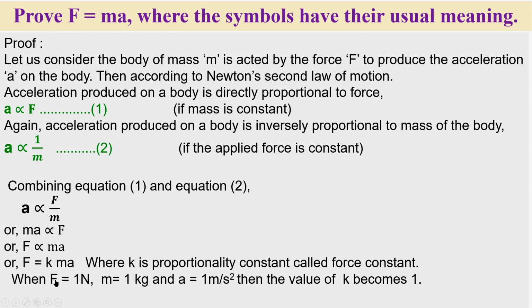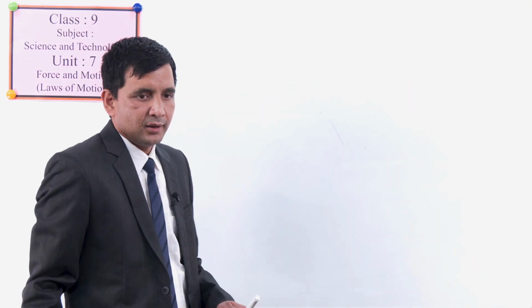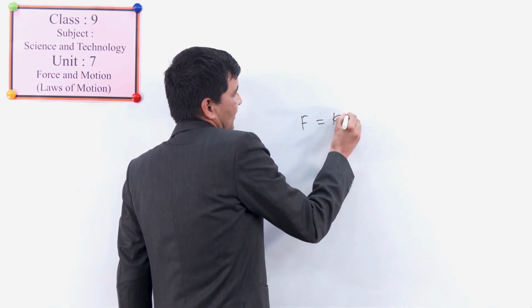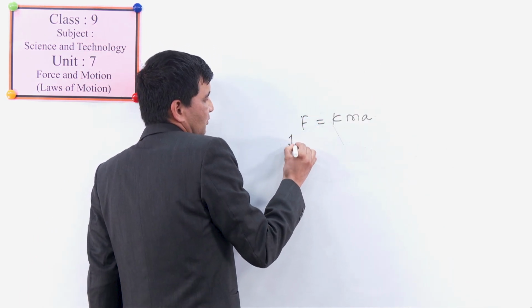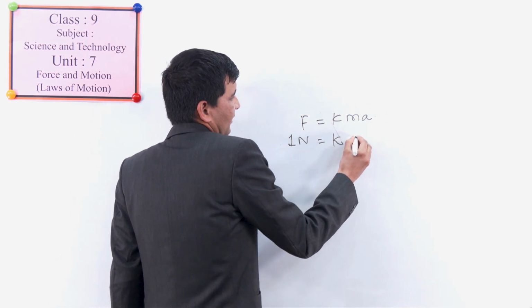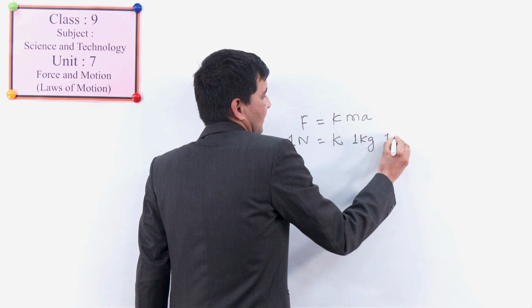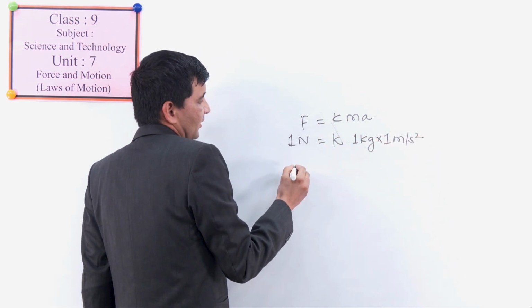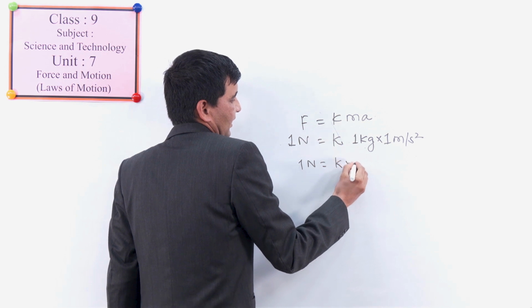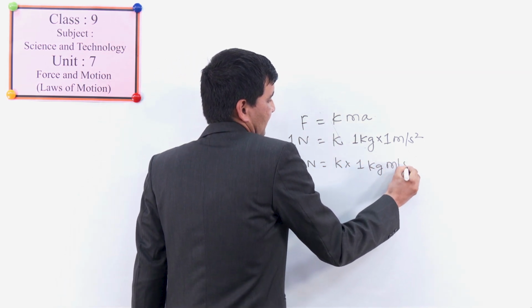Unit value means just the magnitude is 1 with their SI unit. Force is equal to 1 Newton, mass is equal to 1 kg, acceleration is equal to 1 meter per second square. When F, m and a all are 1, then the value of k becomes 1. Let me show you this expression. We get this relation F is equal to kma. When the force is 1 Newton, k we don't know what it is, but mass is 1 kg and acceleration is 1 meter per second square, then 1 Newton is equal to k into 1 kg meter per second square.